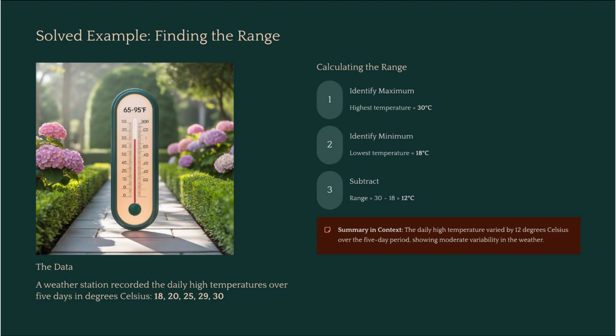Let's find the range for some daily high temperatures in degrees Celsius: 18, 20, 25, 29, and 30. The maximum temperature is 30 and the minimum is 18. The range is 30 minus 18, which equals 12 degrees Celsius. You would summarize this as the daily high temperatures varied by 12 degrees Celsius throughout the week.